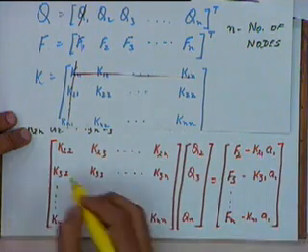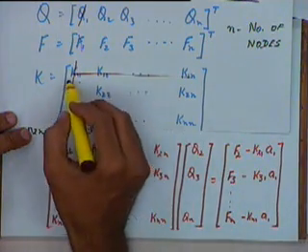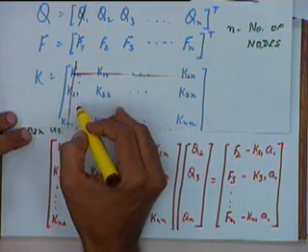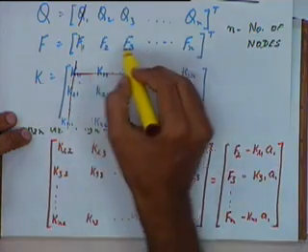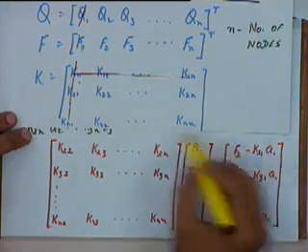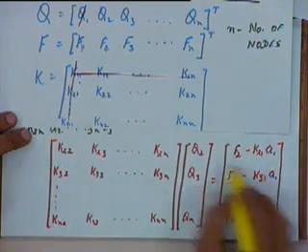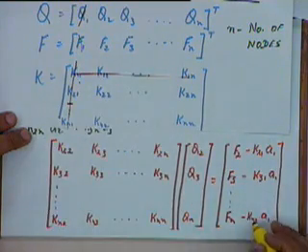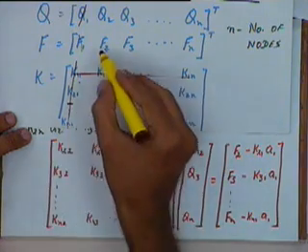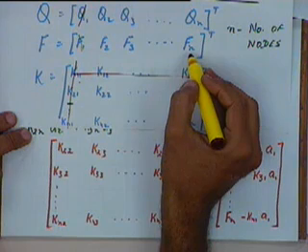What has been subtracted? I have taken the first column of the stiffness matrix, multiplied it by A1, and subtracted it from each of these terms. K21 multiplied by A1 is this term. K31 multiplied by A1 will be a term here. Kn1 multiplied by A1 is a term here. So these individual terms are subtracted from F2, F3, so on till Fn.